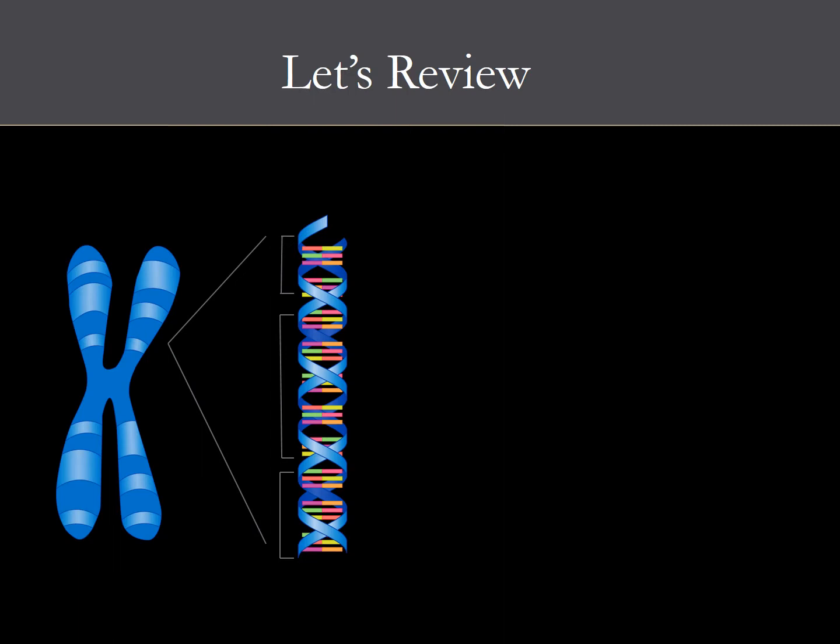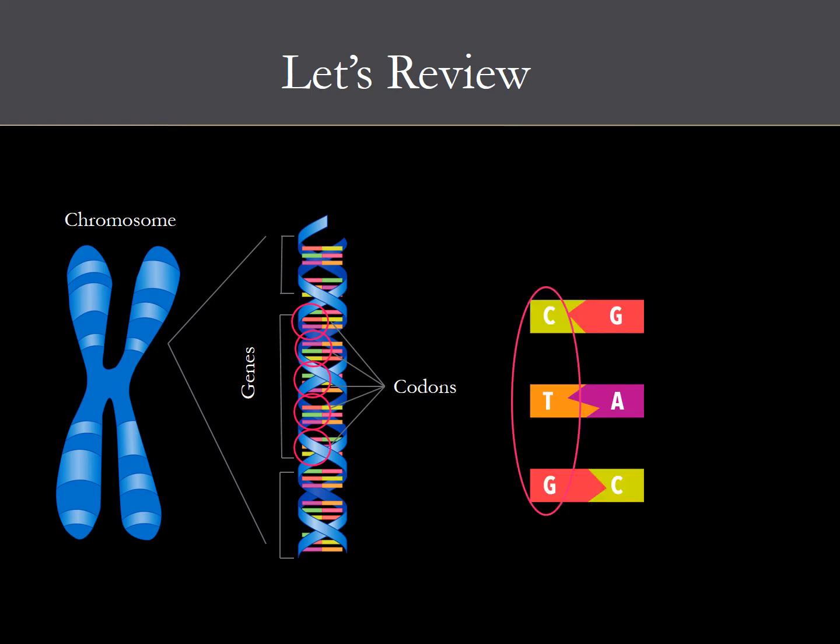Let's review, going from larger units to smaller units. Chromosomes are made up of smaller units called genes. Genes are made up of smaller units called codons. Codons are made up of 3 individual nucleotide bases.